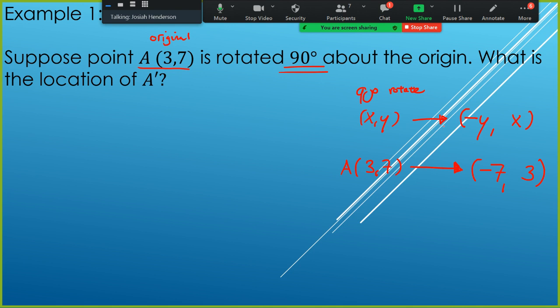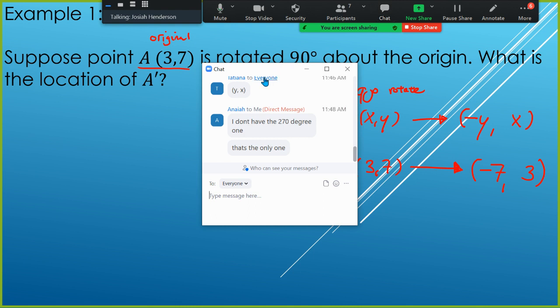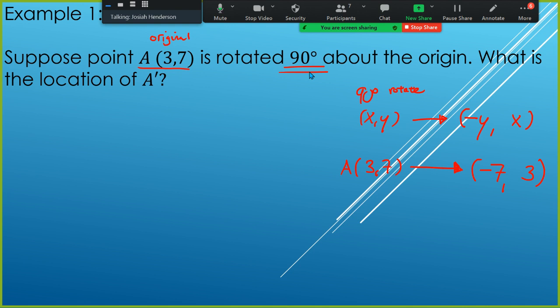Make sure you change that 1, though, to a negative Y, Tatiana. A negative YX. And I just want to make sure you guys have this. I don't have the 270 degrees. Thank you, Anaya. I'm gonna go back, folks, before we do anything different. We're gonna go back to the 270 degree.